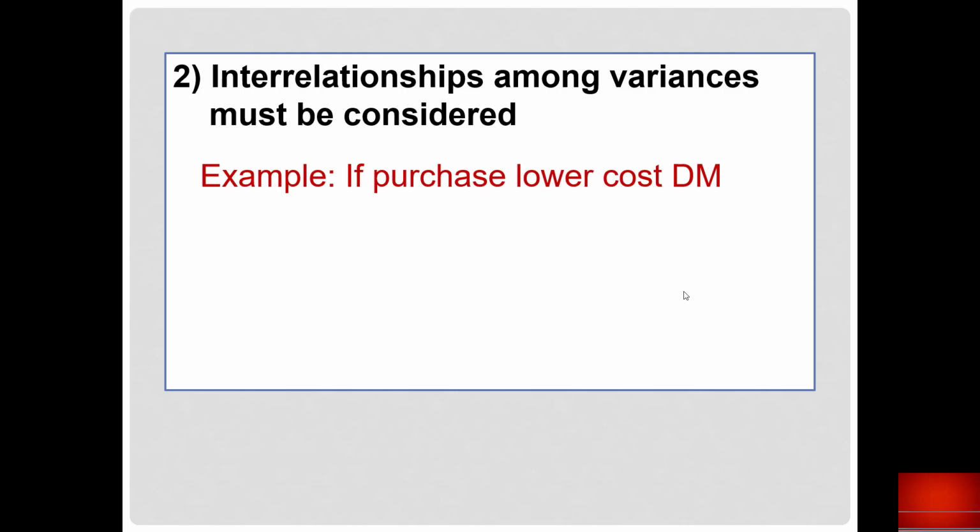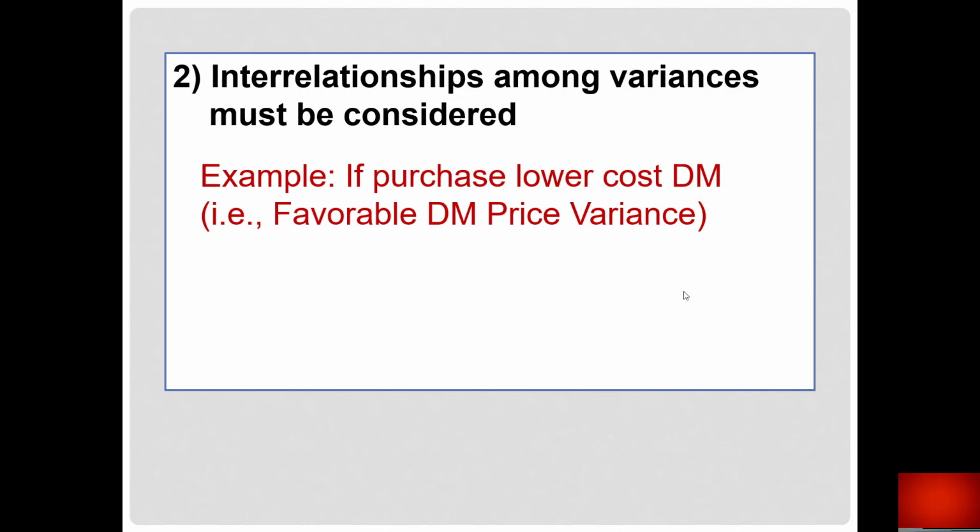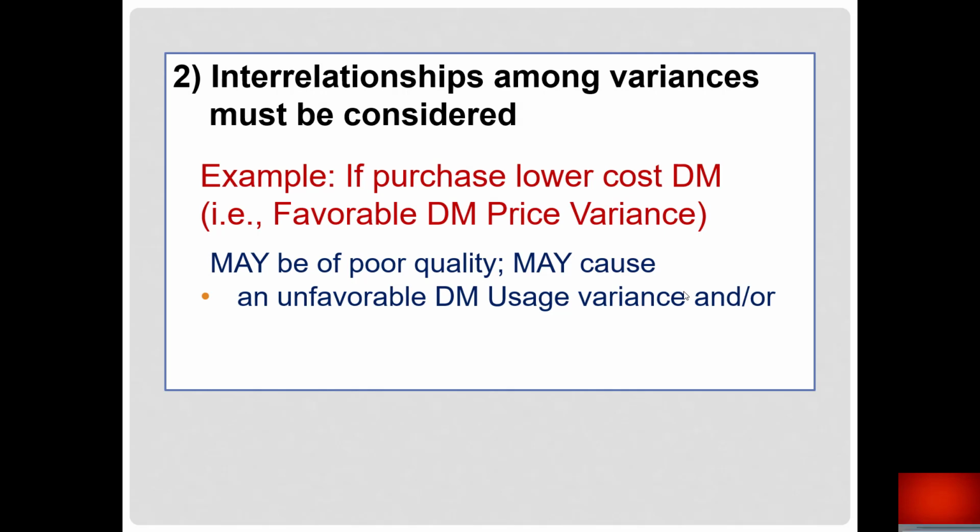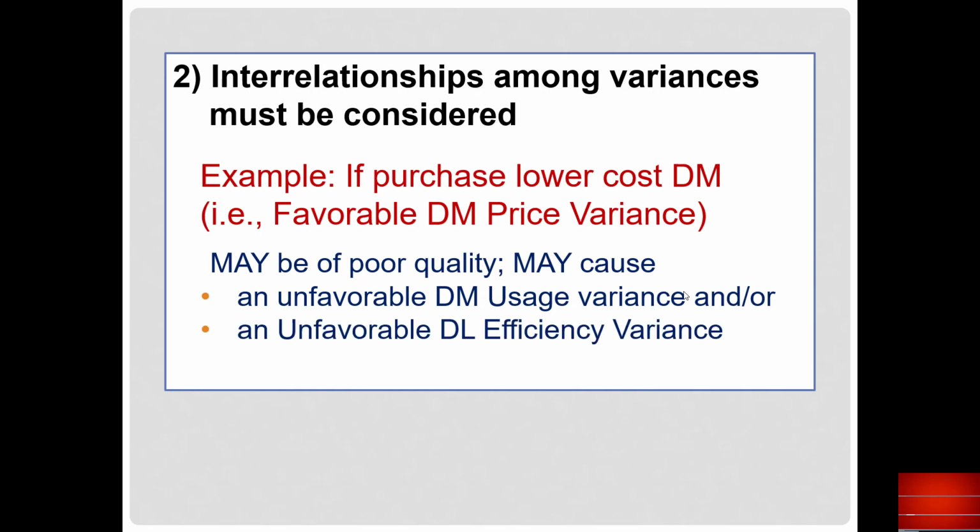So, for example, if you purchase lower cost materials, you're going to have a favorable price variance. But these could be poor quality. That may cause an unfavorable direct material usage variance because they have to use more of the material, or it could even contribute to an unfavorable direct labor efficiency variance. If the material is hard to work with, they're going to use more labor hours to produce the inventory. I can't identify all of the things that would contribute to another variance, but what you're really looking for is when you have one favorable variance that causes an unfavorable variance, or vice versa, an unfavorable variance causing a favorable variance.